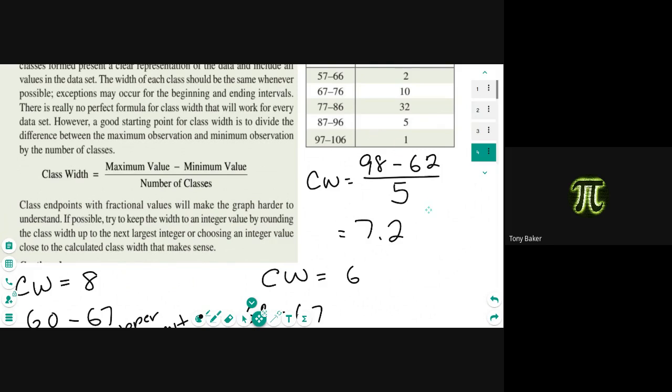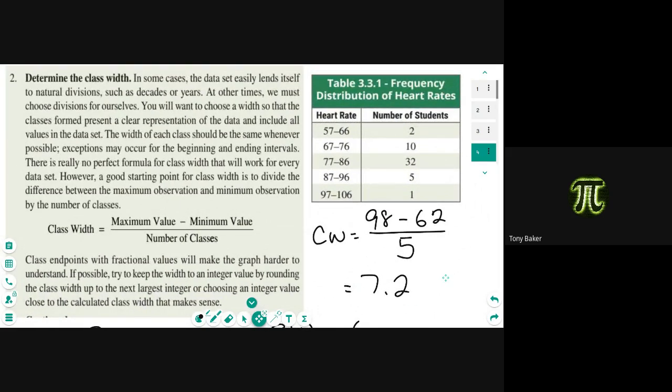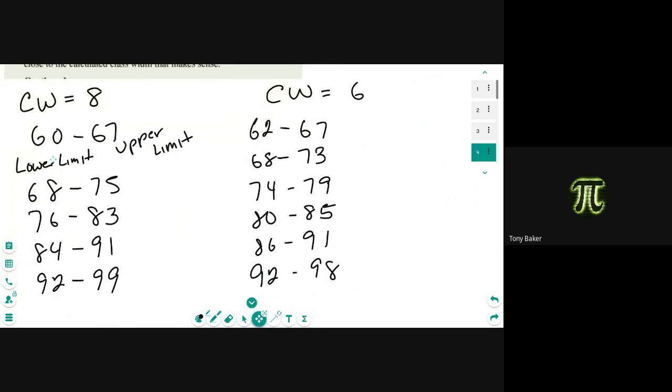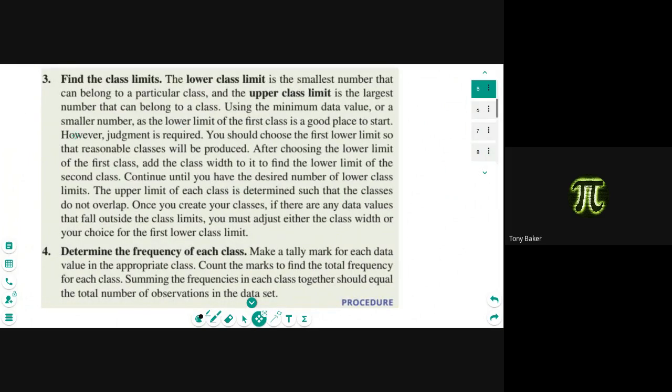So we found our class width, we did 8. We made our 5 classes, and we have our lower limit and our upper limits for it. So that's the third thing you want to do after you find your class width, is to find the class limits, the upper limit, lower limit, which we did. The next thing you want to do is determine the frequency for each class.